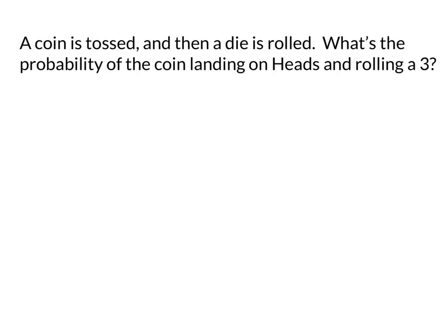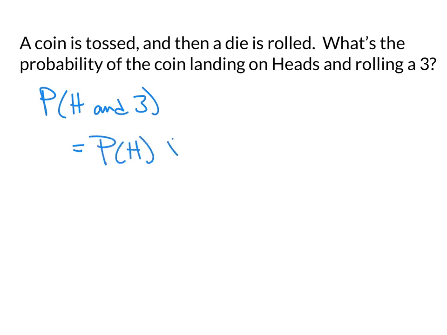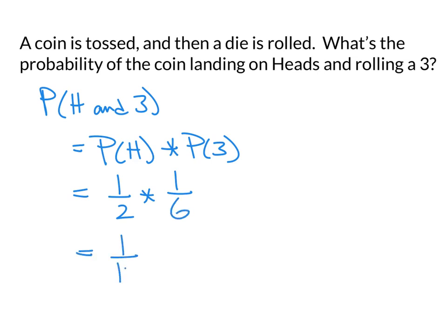So let's say that we toss a coin and then roll a dice. What's the probability of the coin landing on heads and rolling a 3? So we're trying to find the probability of getting a heads and then a 3. Real simply, all we have to do is find the probability of getting a heads and multiply that by the probability of getting a 3. Well, our probability of getting a heads is 1 out of 2. And on our standard 6-sided dice, there's 1 three out of the 6 different numbers. So our total probability would be 1/12.